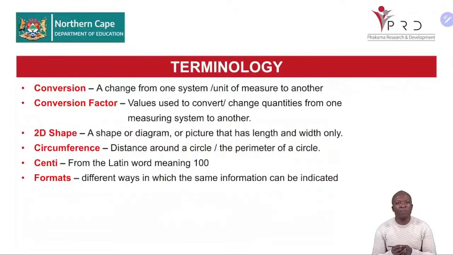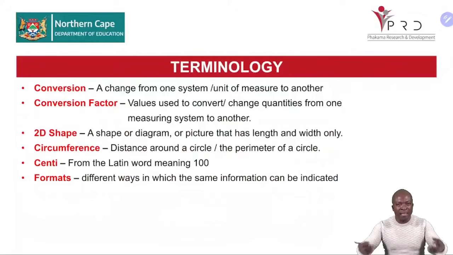So now let's look at some few terminologies. When you hear conversion, like we did in our baseline assessment, we are talking of a change from one system or unit of measure to another. I've also explained to you what is a conversion factor. We are talking about values used to convert or change quantities from one measuring system to another. Then we have what you call a 2D shape. Like I just said, whenever you hear a 2D shape, we are referring to an object or a shape that has got only 2 dimensions.